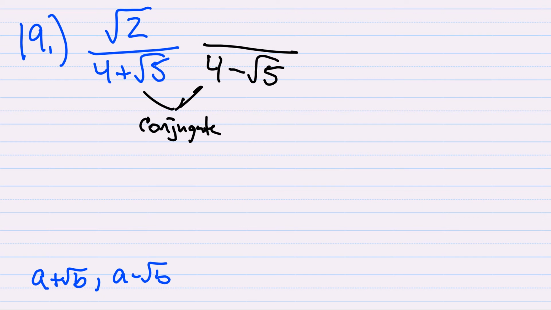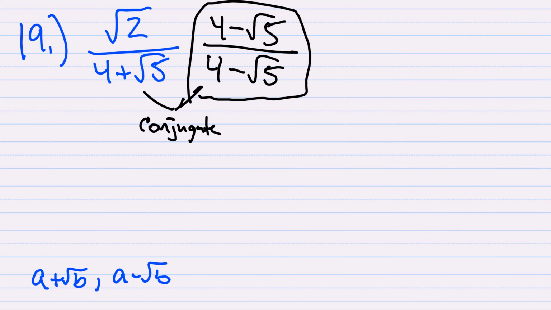The most common mistake that people make is they forget to make this 4 minus radical 5 on top. I see all sorts of stuff on top. I see radical 2 on top. I see 4 plus radical 5 on top. Here's a good self-check. Whatever I create, 4 minus radical 5 over 4 minus radical 5, is not part of the problem. I made it up. Whatever you create has to equal 1. Or in other words, the top and the bottom have to match exactly.